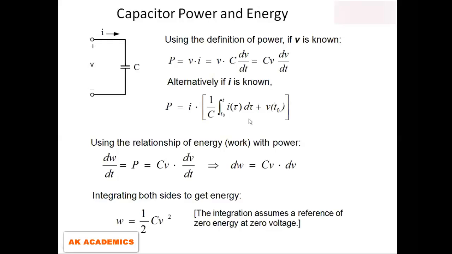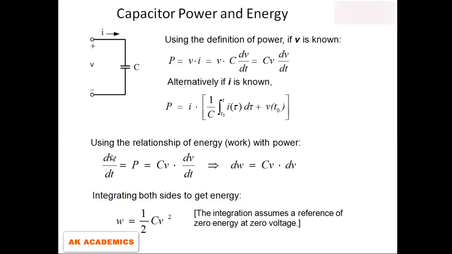Okay, so once we can find power, like I said earlier, we can always find our energy. You do know that power is equal to energy divided by time. So power is equal to dW/dt, where W is going to be our energy or work done, with respect to time. So if we have power equal to dW/dt, we also know that power is equal to CV dV/dt.